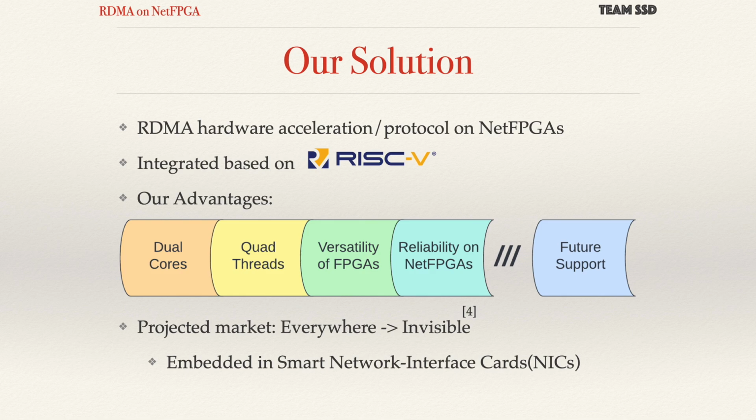The solution proposed by us is an implementation of RDMA on NetFPGAs. This is implemented on a RISC-V processor. RISC-V is nothing but an open source instruction set architecture, and one of the features of our solution is that it is a dual core multi-threaded processor. A feature that will stand out and will be spoken about in the upcoming slides is kernel bypassing, and that is one of the biggest advantages of our solution.